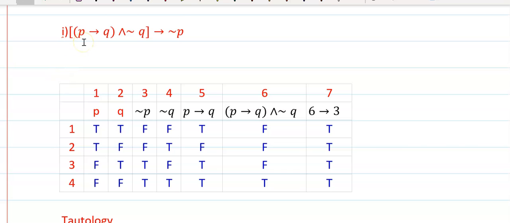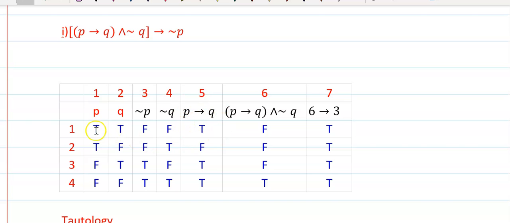Now the next is, in the first square bracket, P implies Q and negation of Q. This implies negation of P. Now for that we'll write first P, Q, negation of P, negation of Q, P implies Q, and the AND between the 5th and the 6th. And last is 6 implies 3. Now first, P is double T, double F. Q is TF, TF, TF. Negation of P is FF, TT. And negation of Q is FT, FT.